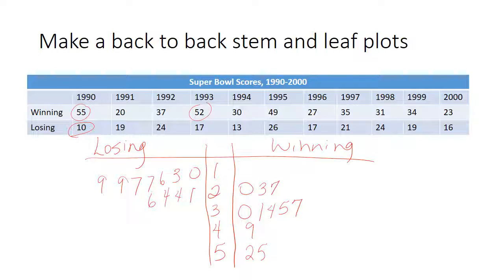In our losing column, we would have a 21, 24, 24, and 26. No scores in the 30s, 40s, or 50s for the losing score. The winning score is always more than the losing score. So the lowest winning score is going to be a 20. Then we have a 23 and a 27. We have a 30, 31, 34, 35, and 37, a 49, a 52, and a 55.